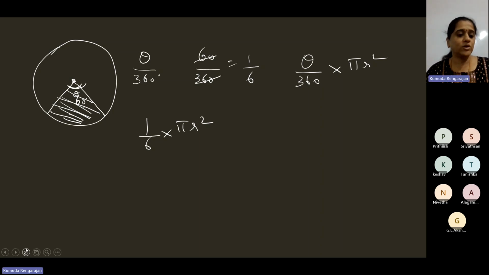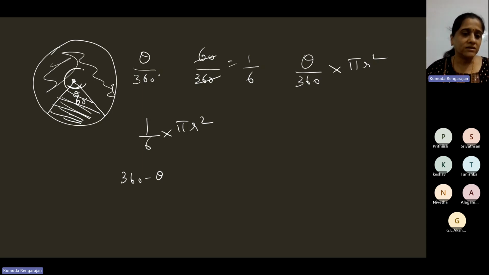So that's about the area of a sector. If it's the major sector, what's the major sector angle? 360 minus theta. If you want to find the area of the major sector, you should write the major sector angle in the numerator. You should write the sector angle of that sector whose area you want to find. So in this case, it will be 360 minus theta.